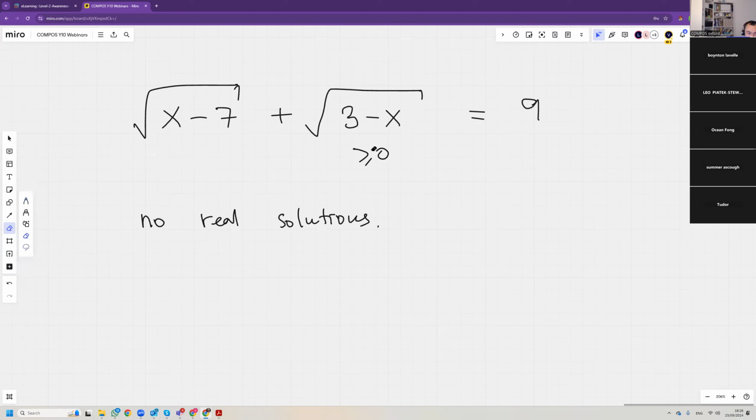So never mind that. But if this is positive, for example, this one is going to be negative. And the square root of a negative doesn't exist. And if you say that this is negative, then this is going to be positive. Oh, this is a problem from year 12 assignment 5, I think.